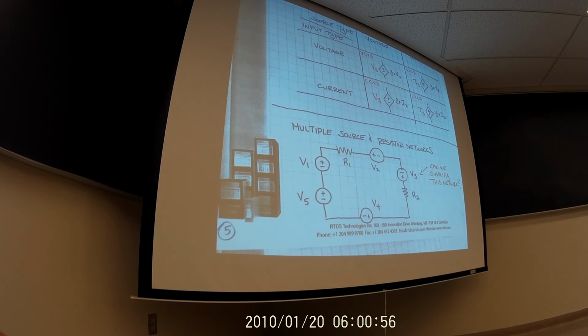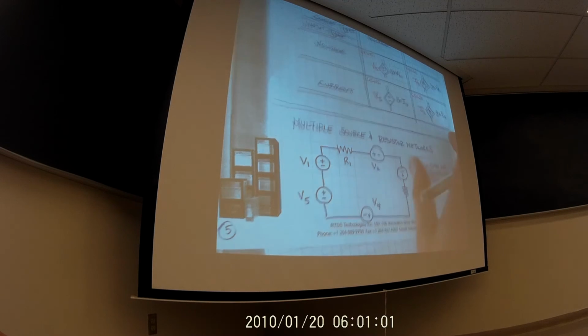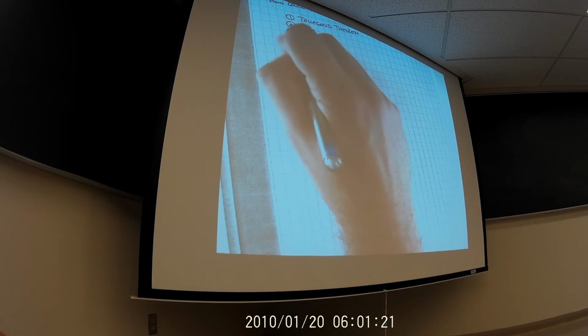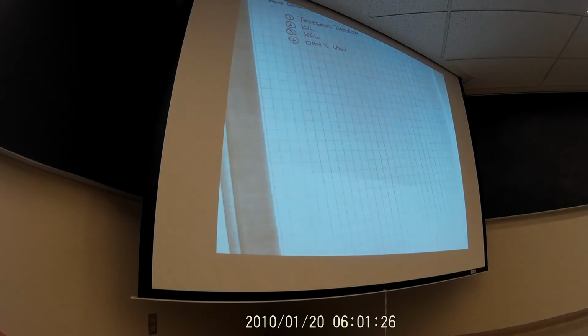We could do something like what we did for the voltage divider, right? Put together some combination of Tellegen's theorem, KVL and KCL, and Ohm's law. All right, we could use some combination of those together. But there's a couple caveats.